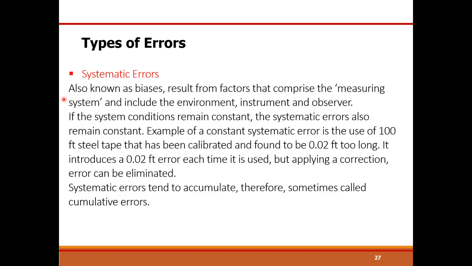Systematic errors, also known as biases, result from factors that comprise the measuring system and include the environment, instrument, and observer. If the system conditions remain constant, the systematic errors also remain constant. An example of a constant systematic error is the use of a 100 feet steel tape that has been calibrated and found to be 0.0 feet too long. It introduces a 0.0 feet error each time it is used, but by applying a correction the error can be eliminated. Systematic errors tend to accumulate, therefore they are sometimes known as cumulative errors.